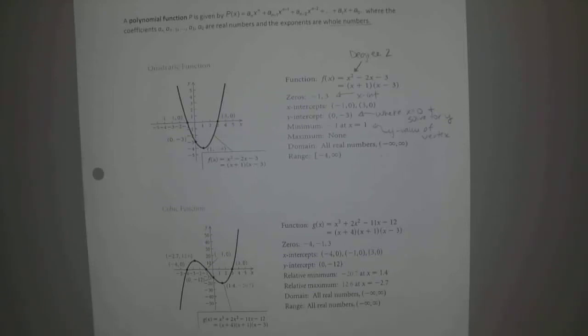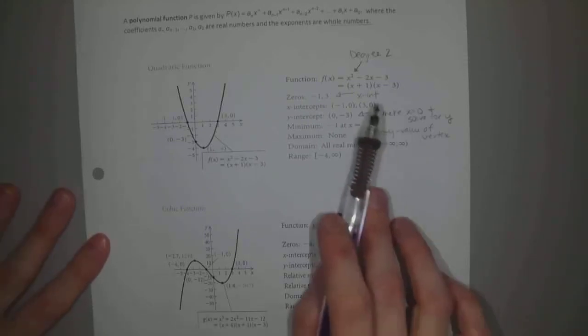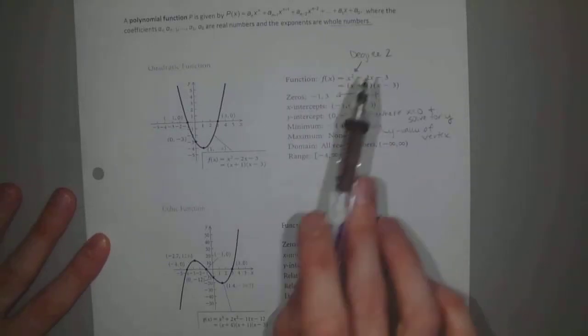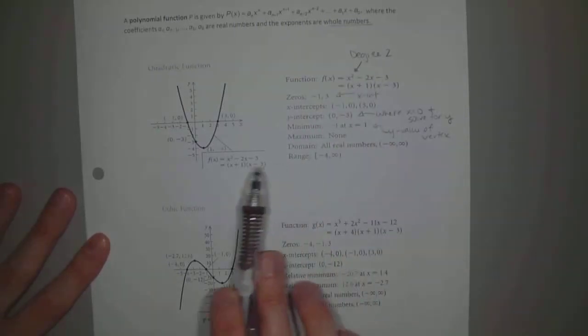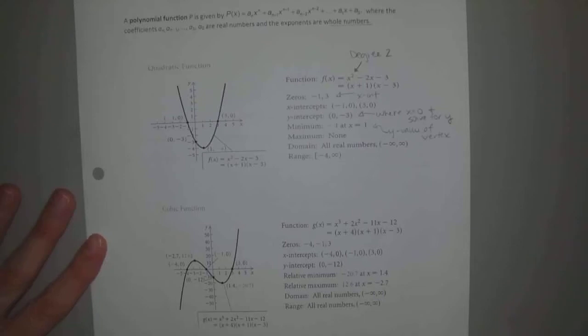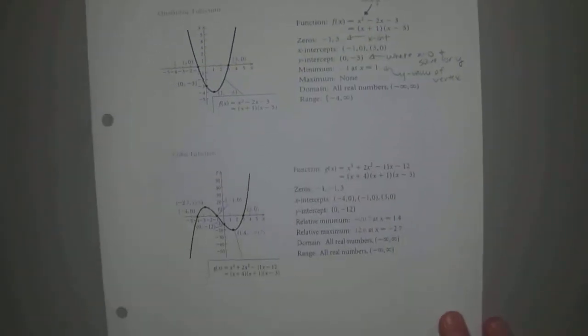And then, of course, domain, we're spreading out. We're going from left to right, so we're covering every number. So that's why the domain is negative infinity to positive infinity. We can plug in any x. It doesn't matter. But then, of course, the range starts from the lowest value of -4 and goes up to infinity.